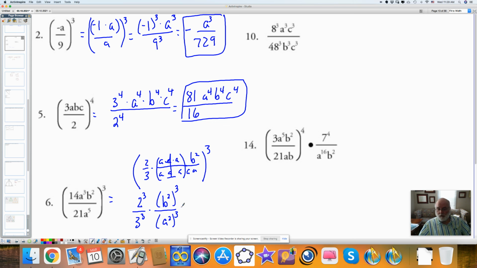We have a power of a power. We multiply the exponents. So we have 2 cubed is 8, 3 cubed is 27. And I'm left with b to the 2 times 3, which is b to the sixth, and a to the sixth.